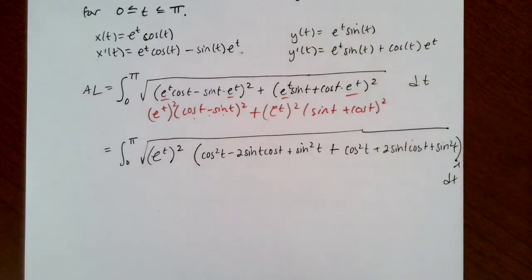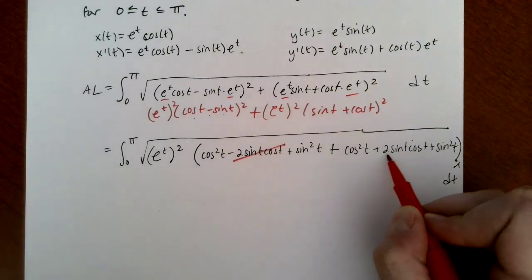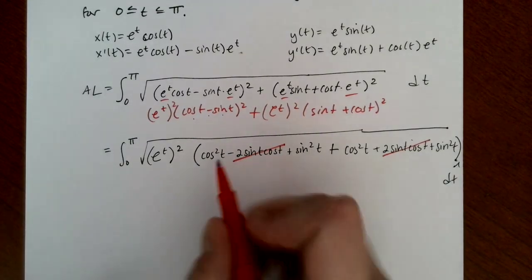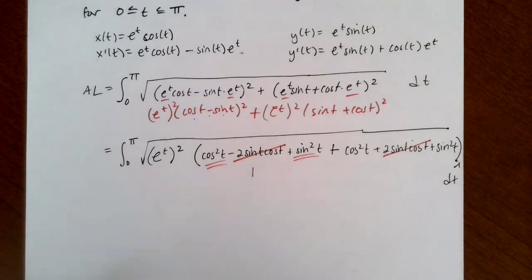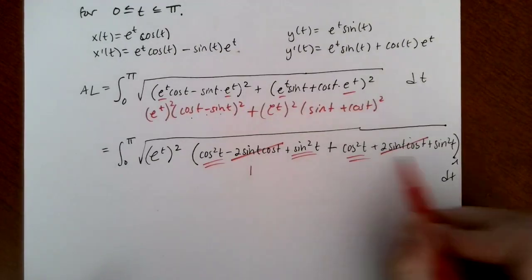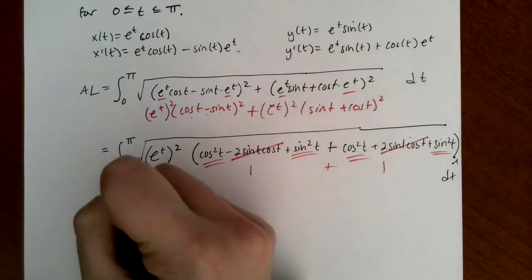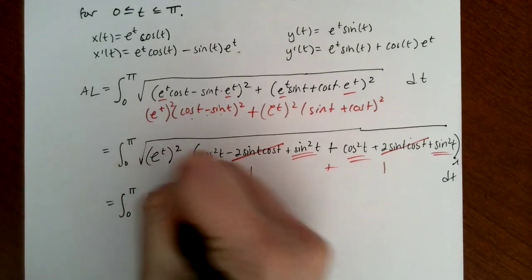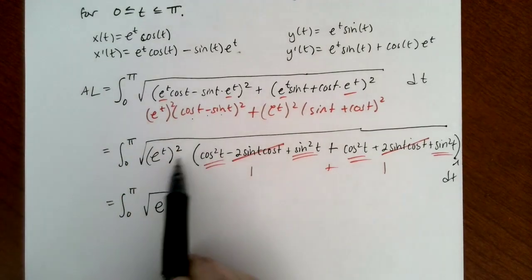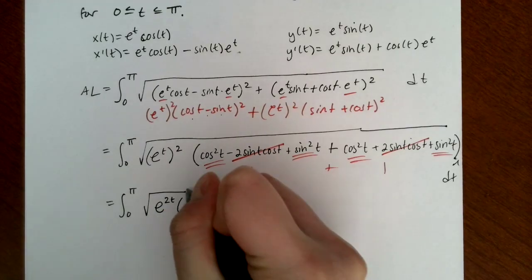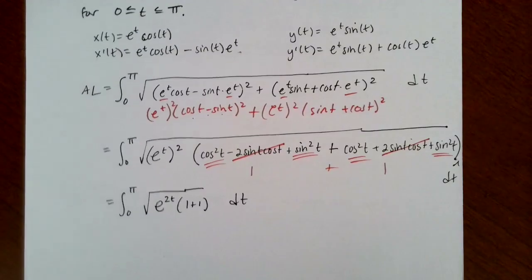Okay. And now we have, thank goodness, a great deal of cancellation. For one thing, I have minus 2 sine cosine plus 2 sine cosine. This cosine squared plus sine squared combines to 1, and then this cosine squared plus sine squared is another 1. So we have the integral 0 to pi square root of e to the t squared, which is e to the 2t, and then times 1 plus 1. Okay, much better to look at.